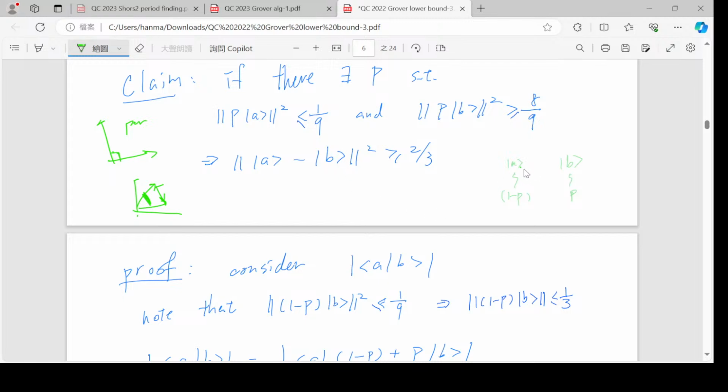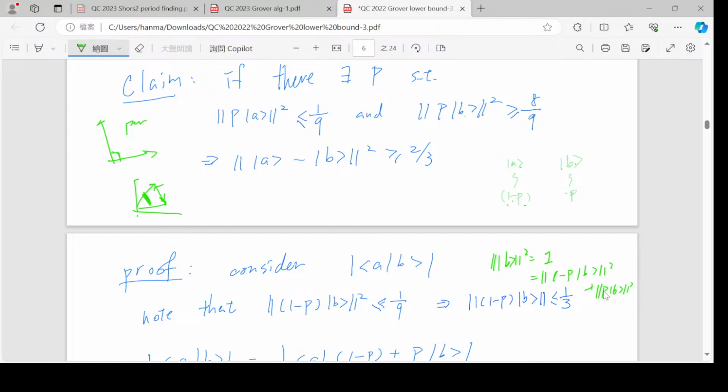So if A applied on P is small, you can reverse this and say B applied on 1 minus P will be small. This comes from the fact that the norm of B squared equals 1, which equals the norm of 1 minus P applied on B squared plus the norm of P applied on B squared.